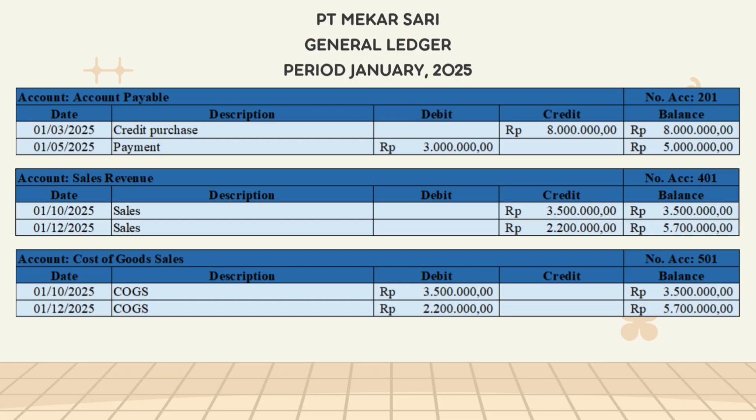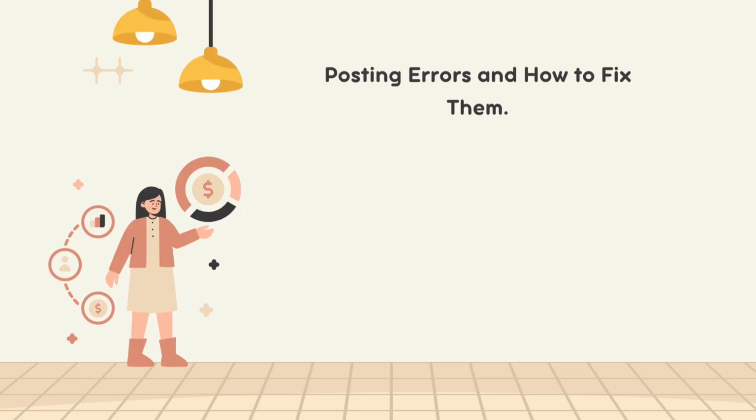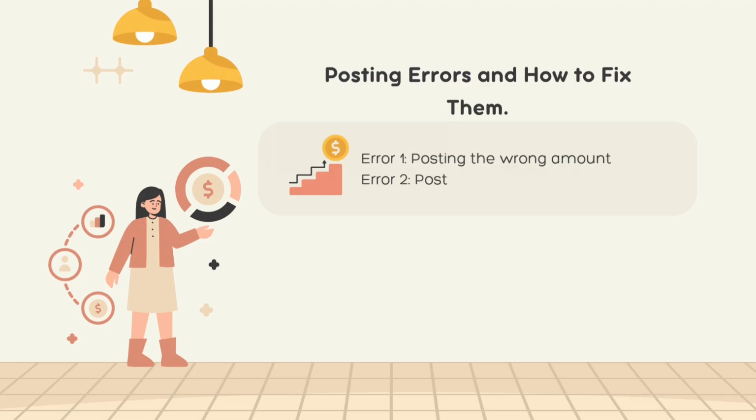These ledger balances are then transferred to the trial balance to verify that the total debits equal the total credits, and in this example, they balance perfectly. Before closing this lesson, let's quickly discuss common posting errors and how to fix them. One common mistake is posting the wrong amount. The solution is to make a reversing entry and then post the correct amount.